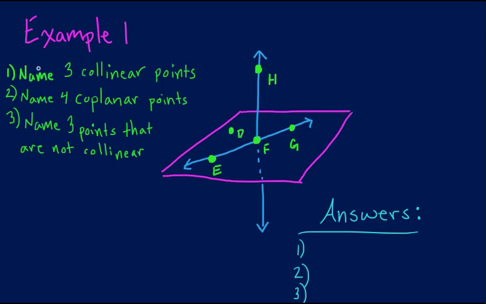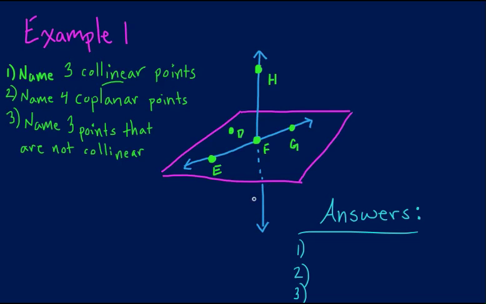The first thing we have, it says name 3 collinear points. So we have this huge mess right here. How do we find out what's collinear? Well, let's first understand what collinear means. Collinear has the word line in it, so we're only going to look at anything that has a line. So we're going to look at this, and we're going to look at this.